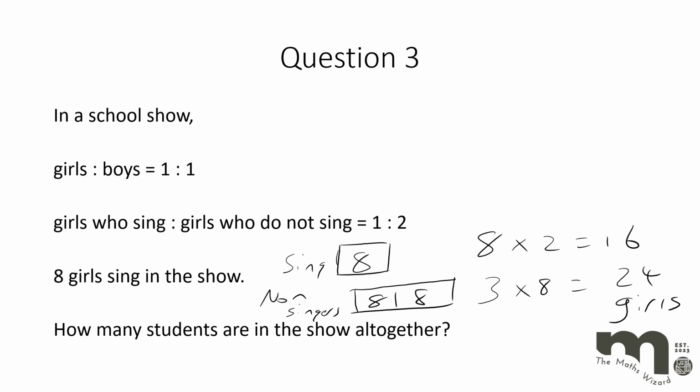We're being asked how many students are in the show. So we've got 24 girls. We must have 24 boys. So 24 plus 24, or 24 times 2, is going to give you 48 for this one. And that is our final example there.